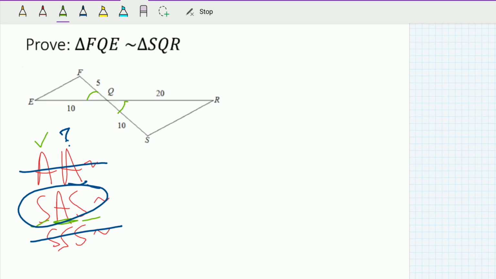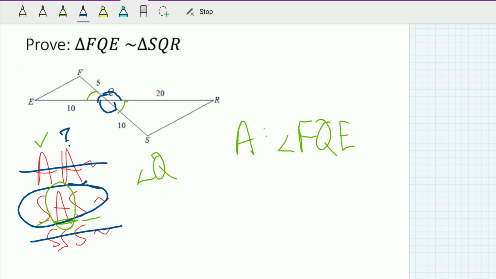Okay, so let's start with the A first, just because we already have it in the diagram anyways. I'm going to do angle FQE. Notice how I didn't just say angle Q, because you don't know which angle I'm talking about. If I just say angle Q, am I talking about this one, this one, this one, or this one? There's too many unknowns there. So you have to be very specific about which one you're talking about.